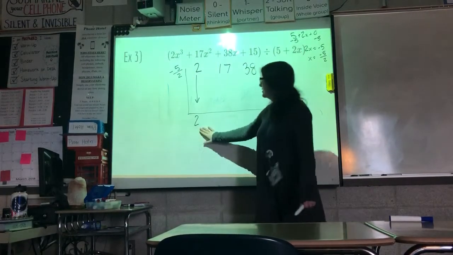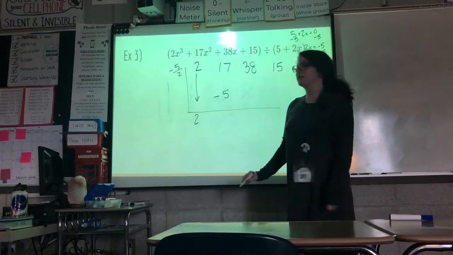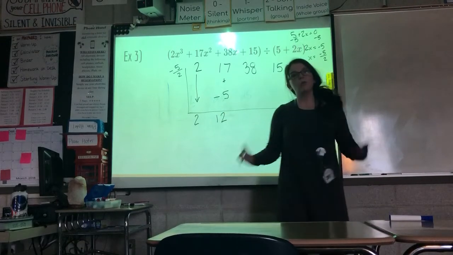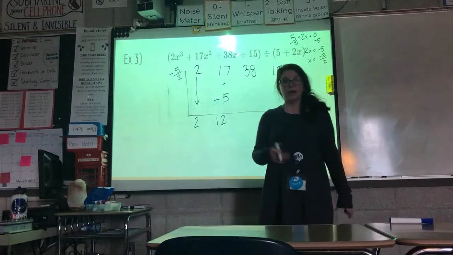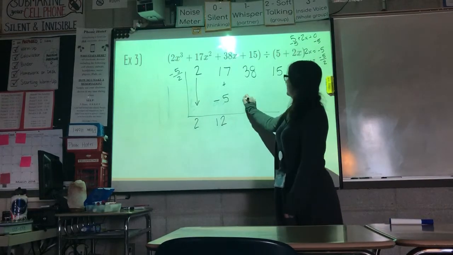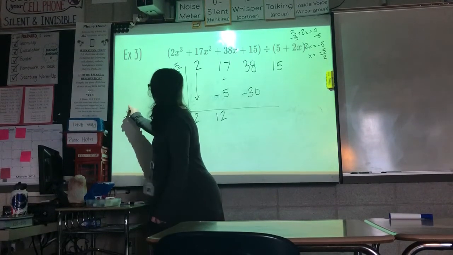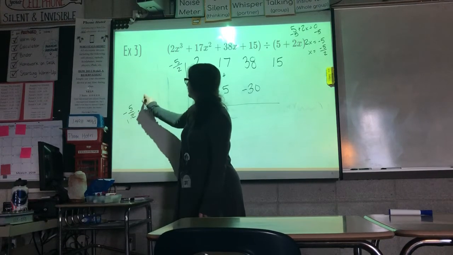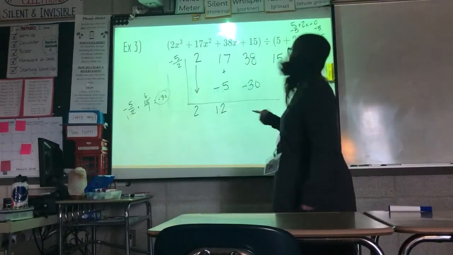Negative 5 over 2 times 2, the 2's cancel. I'm just left with negative 5. Again, now I'm going to add these two numbers and get a positive 12. So nice that it's an even number again. Negative 5 divided by 2 times 12. The 2 and the 12 will create a 6. 6 times negative 5, negative 30. If you don't know how to do that, just a little sidebar over here. Negative 5 over 2 times 12 over 1. Make that a 1, make that a 6, negative 30. If you don't know how to do that, please come and see us after school.